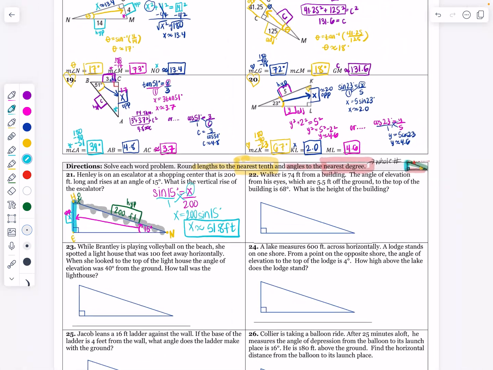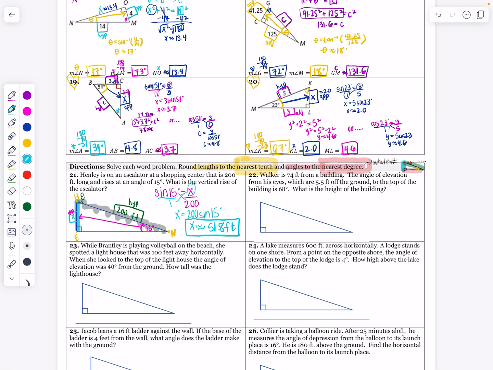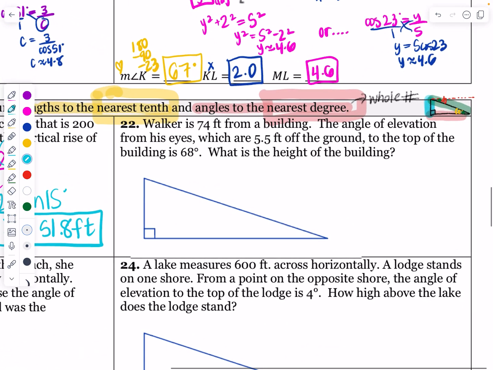Does that make sense in regards to the picture? Is that less than the hypotenuse? And it is. Okay, so we're just going to try to make these situations fit our picture. Just makes it a little bit easier.